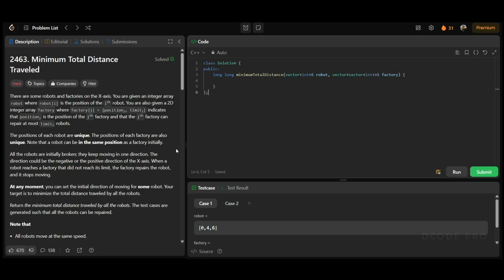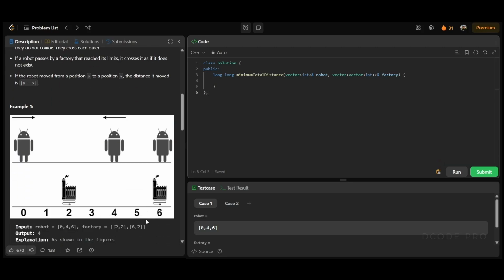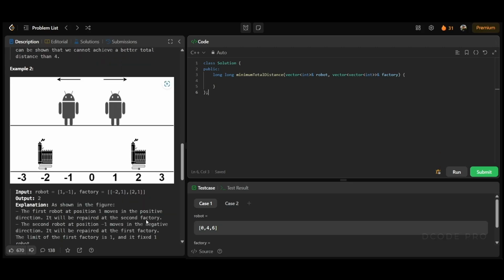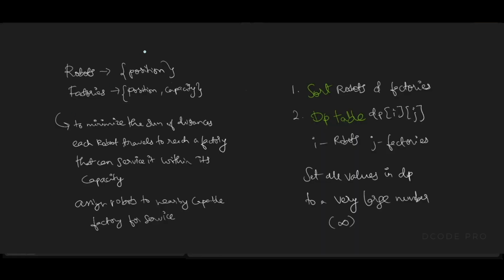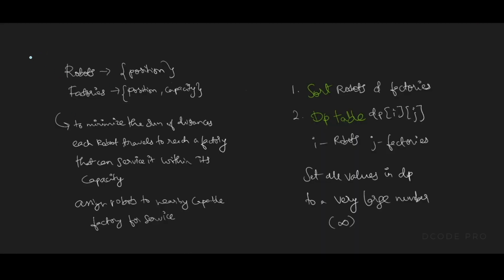The problem 2463 focuses on assigning the robots to the available closest service factories and returning the minimum total distance. The inputs given are robots and their positions, and the factories with position followed by capacity. The goal is to minimize the sum of distances each robot travels to reach a factory that can service it within its available capacity. The approach is dynamic programming with sorting.